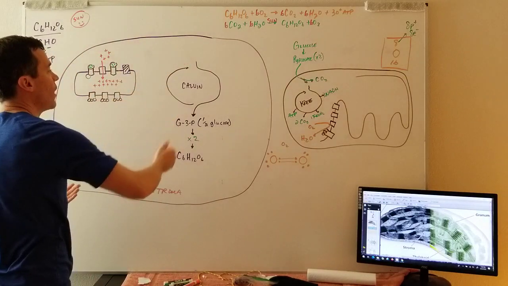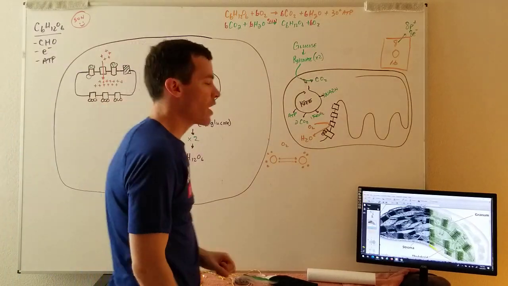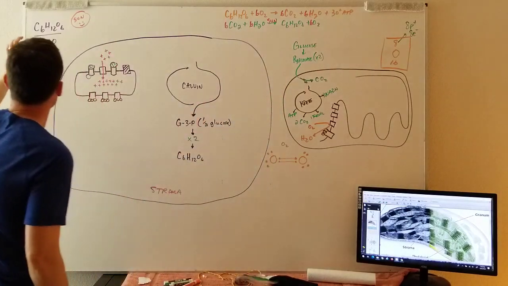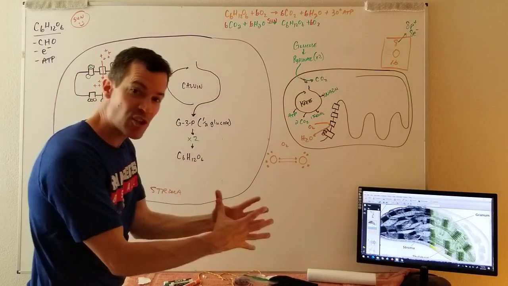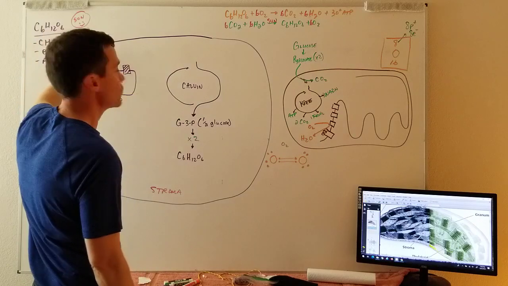So in my chloroplast, the Calvin cycle is where I take all those ingredients, and I smash them together to make C6H12O6.